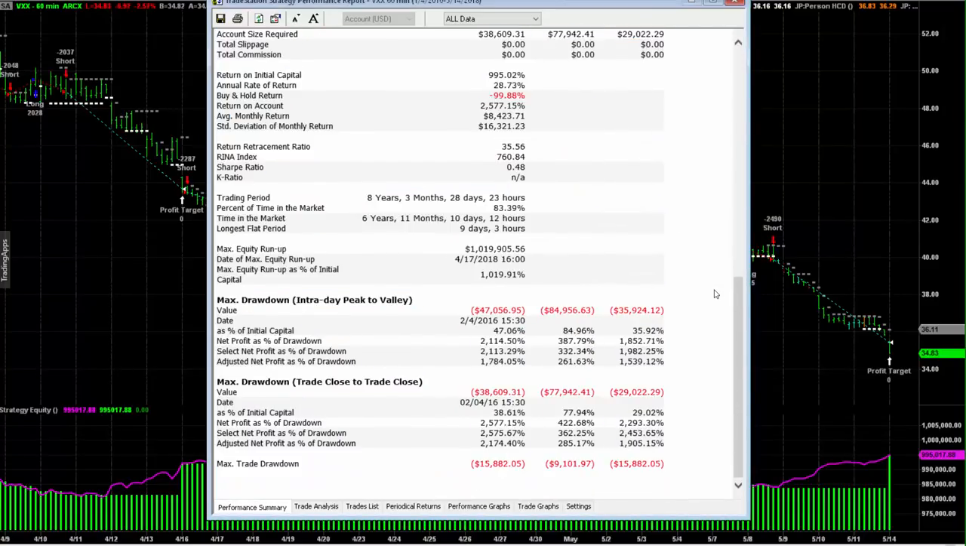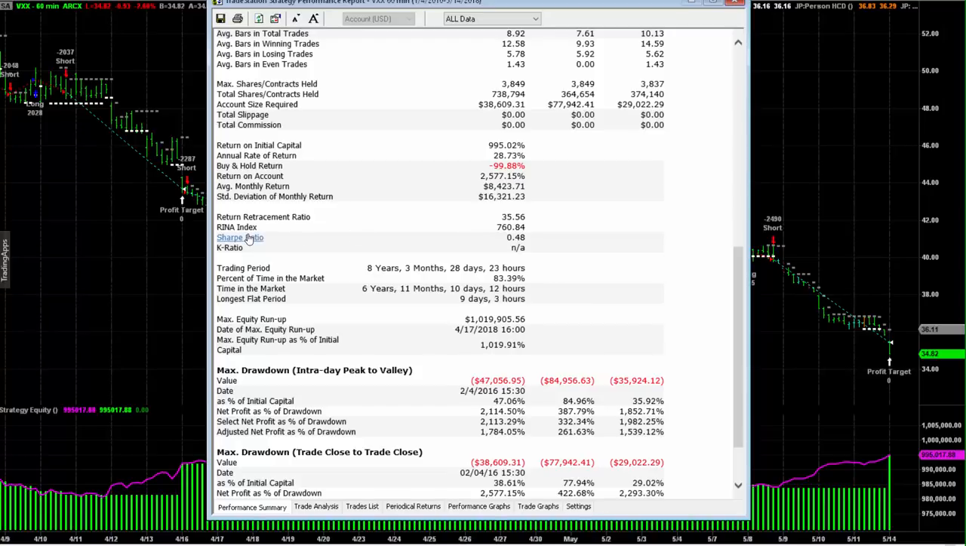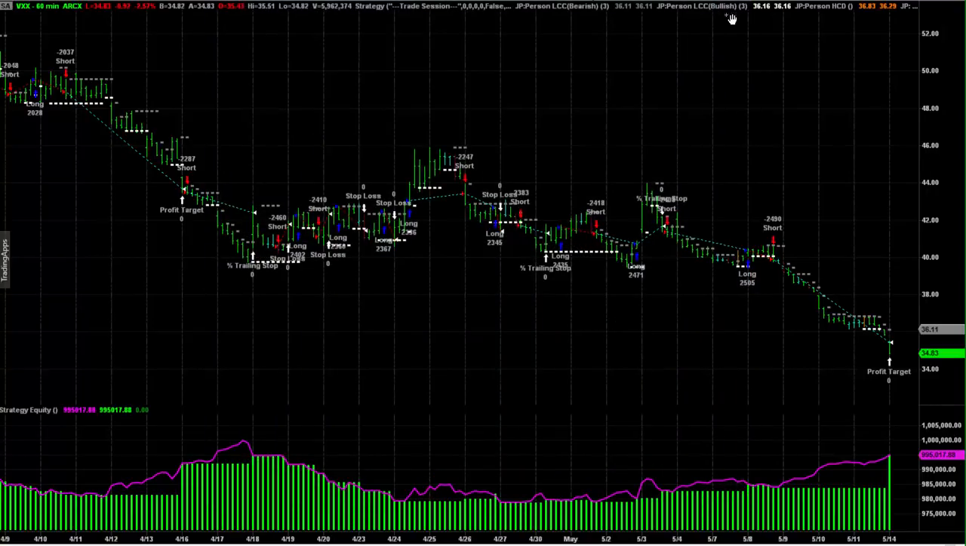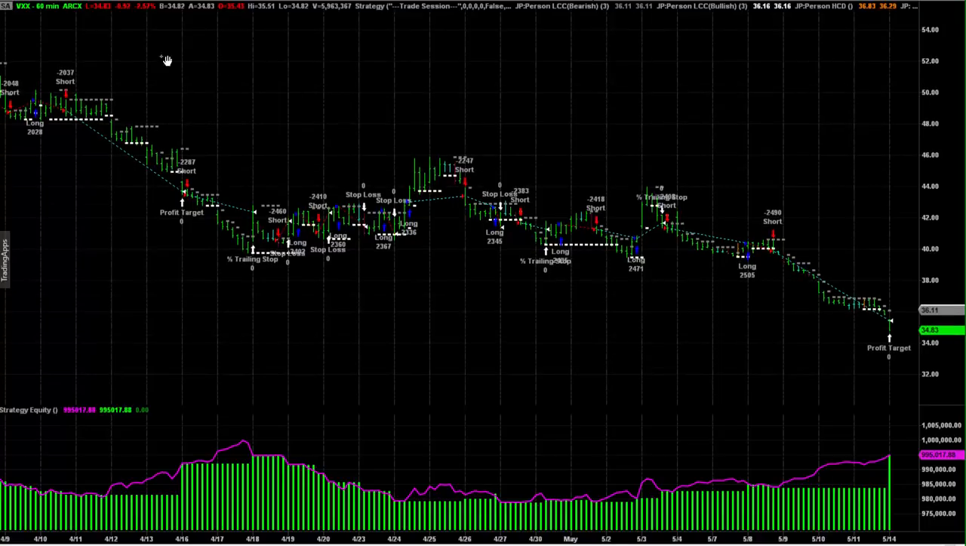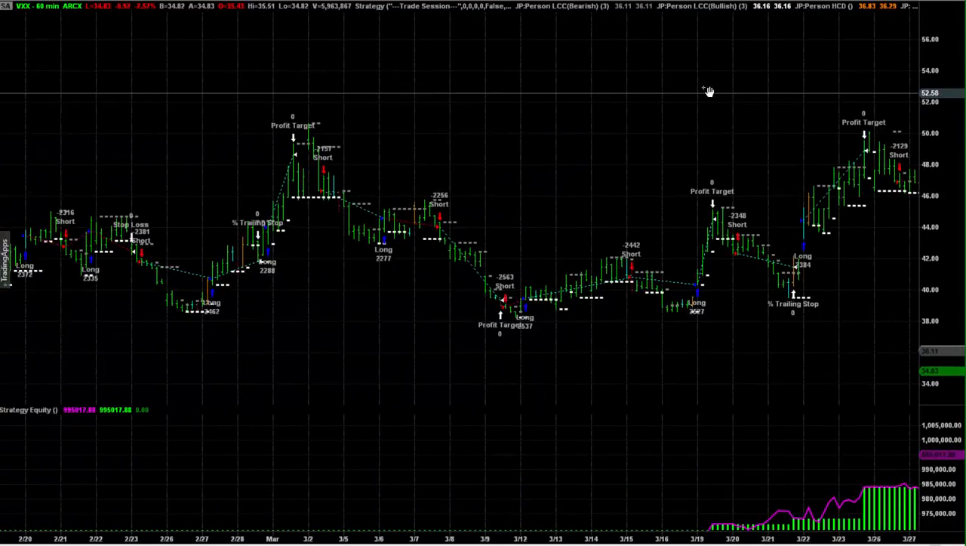Looking at the dynamics, most people would like to see a Sharpe ratio a little greater than 50, but this is close enough for a basic strategy. And again, this has not been what I would say curve fitted to. Well, the word I'm looking for, curve fitted to adjust for a couple trades.